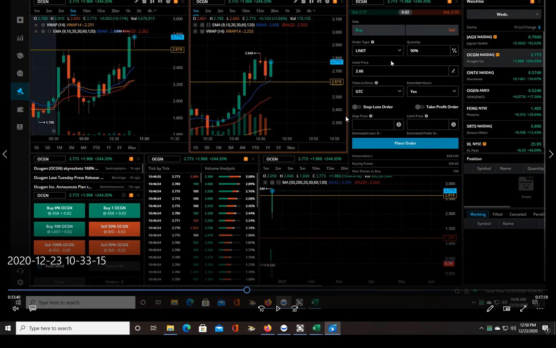I took 3 trades after the market opened. I got a late start. I didn't get to look at the stock market until about 10:30. So here it is about 10:46.